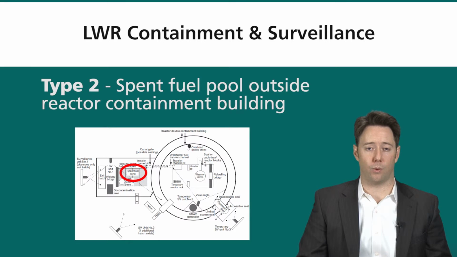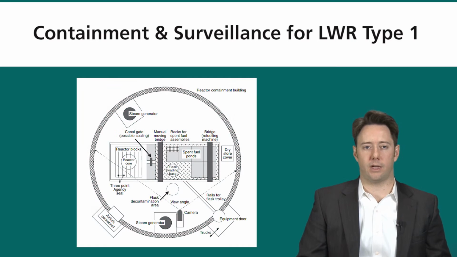When the spent fuel pool is located within the reactor building, then you can put one surveillance system on both the reactor core and the spent fuel pool at the same time. But if they're separate, the spent fuel pool is located outside the reactor containment building, then you need two surveillance systems to go in. So let's first take a look at the LWR Type 1 facility.